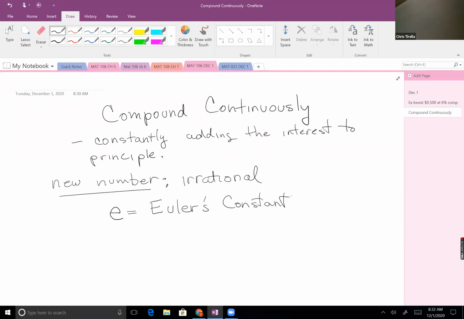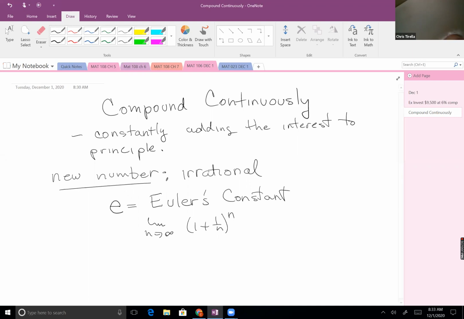And Euler's constant is given a definition. It has meaning in calculus. It's defined as the limit, as the numbers get larger and larger and larger, goes to infinity, of (1 plus 1 over n) to the n, which you don't really need to know. That's just an aside as to what it equals.